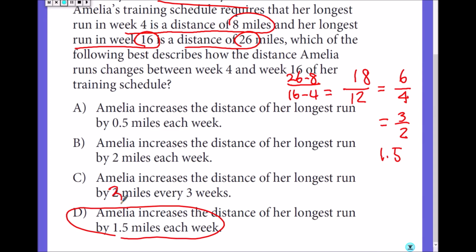No, 3 miles in 2 weeks. We don't have that, so it has to be D.